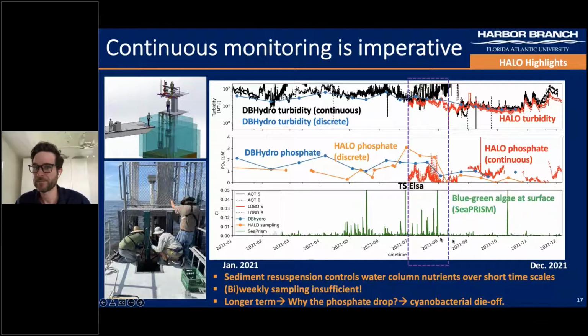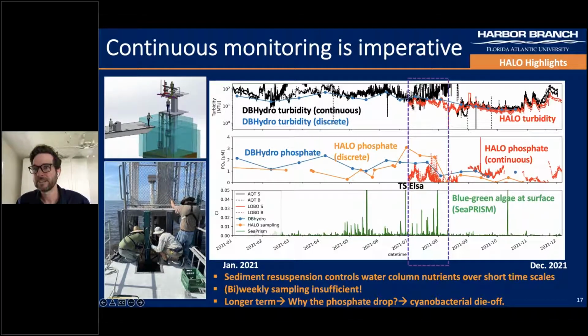Now you also see something happen here in late July. The bloom dies off. This is from a Seaprism. It's basically an in situ radiometer that's measuring how green the surface of the water is, so it's measuring these surface scums of Microcystis. The bloom shuts off like a light switch in late July. We did have a tropical storm that came through in early and mid July, and then there were a few more resuspension events here. I just want you to note the timing of this because it's going to come up later.